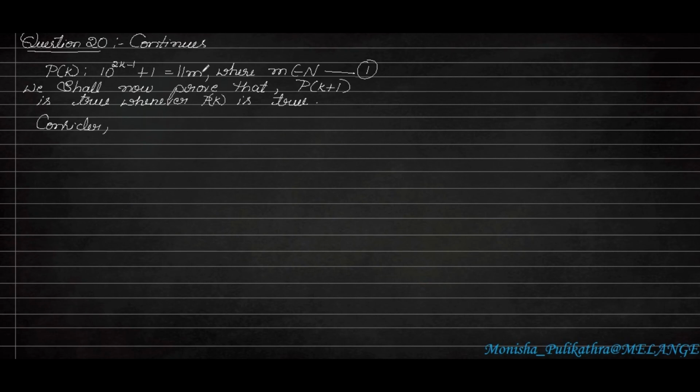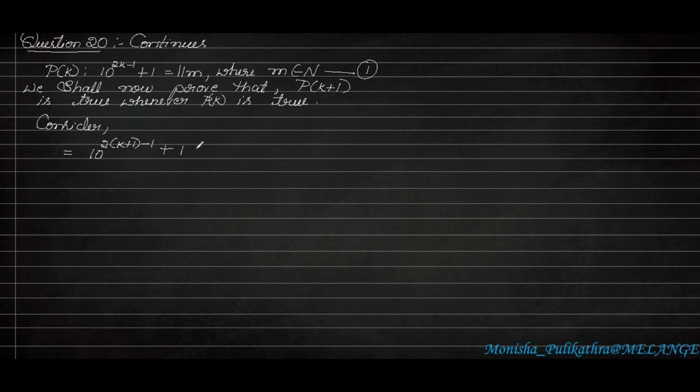So let us continue the 20th question. Here I have already written equation 1 one more time. Now we have to prove that P of k plus 1 is also true whenever P of k is true. For that we consider the equation by taking k plus 1 in the place of k, so it becomes 10 to the power of 2 into k plus 1, and again the minus 1 is there, we have to include that also.